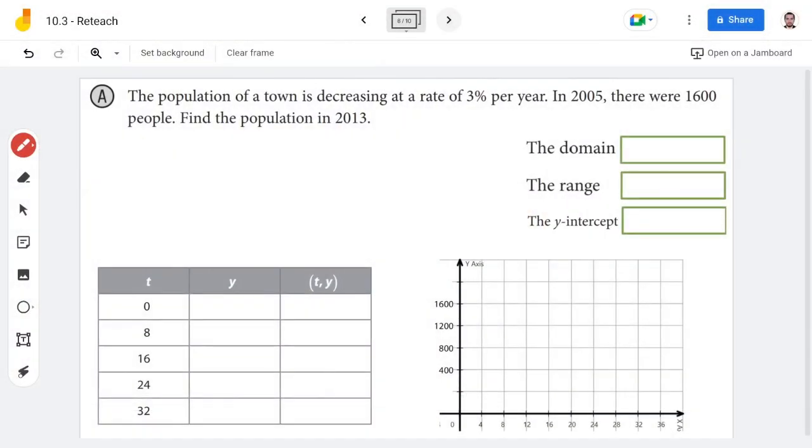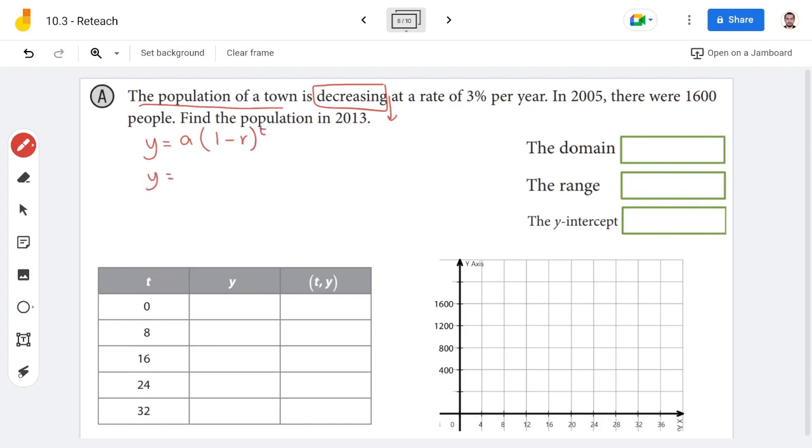to do them by yourself. Here in this question, this example is about decay, because if you read the question, the population of the town is decreasing. Decreasing means we are going to use the decay function. Decay: y equals a(1 − r) to the power of t.